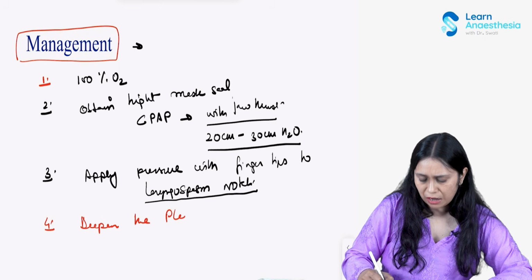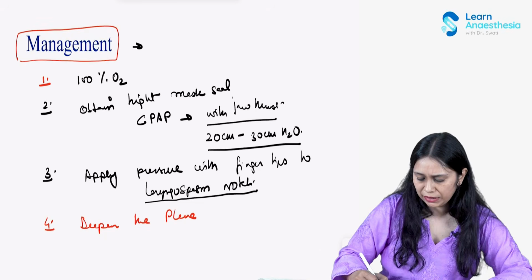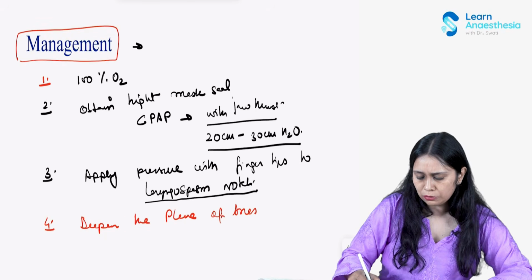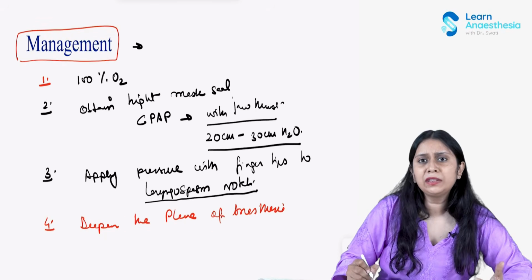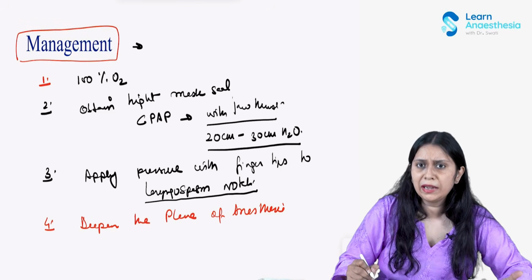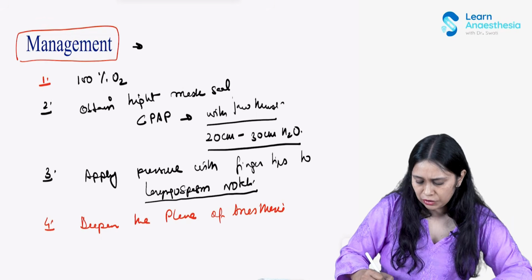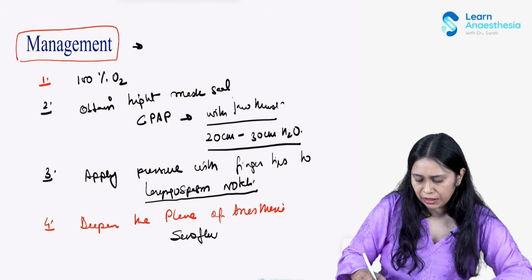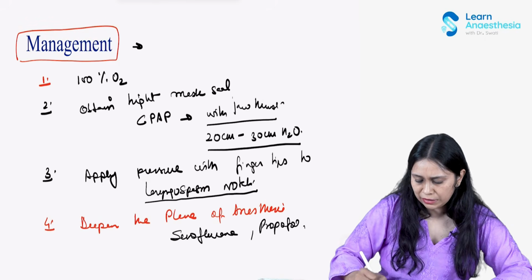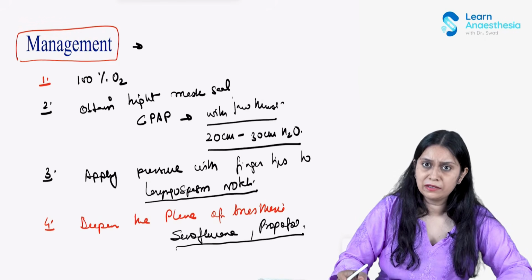It always happens during the lighter plane. So deepen the plane of anesthesia. Now don't try to give the agent which can be an airway irritant like desflurane for deepening the plane. Use either sevoflurane or the IV agents like propofol, right? Both are very good in deepening the plane of anesthesia and are fast acting.